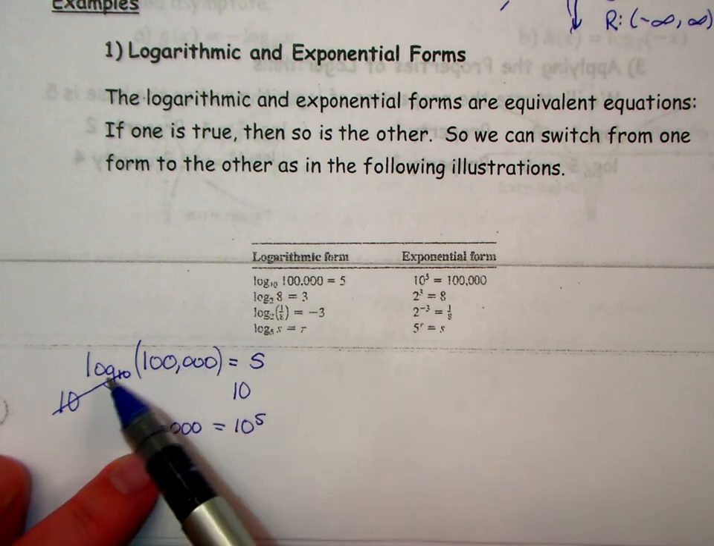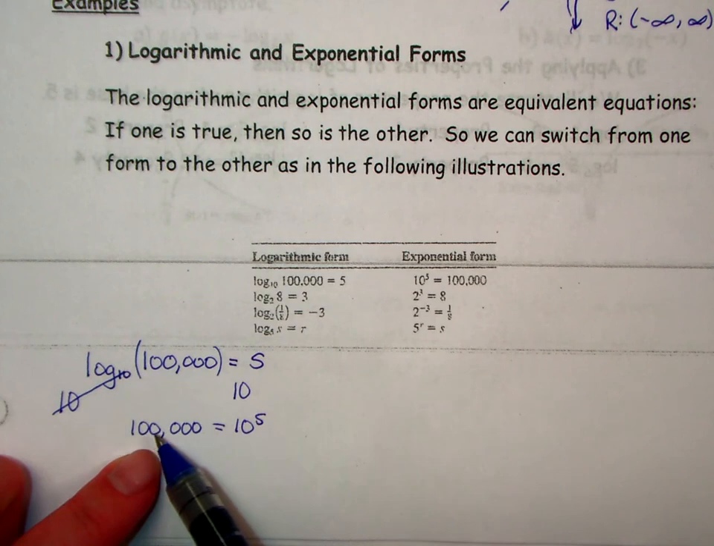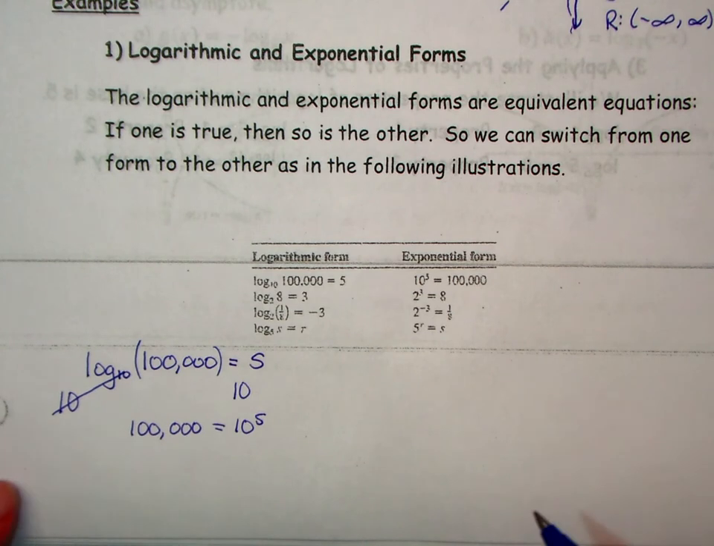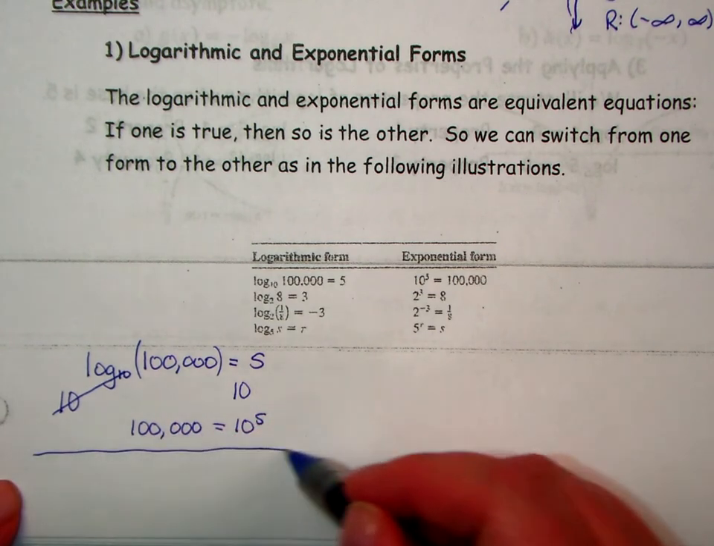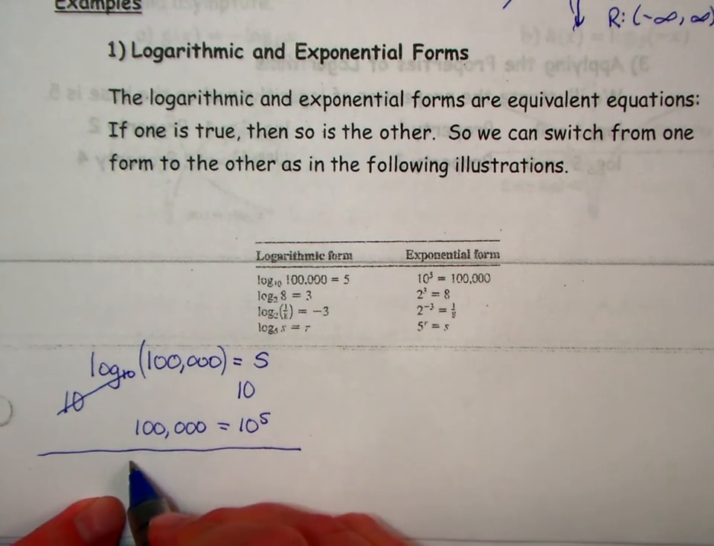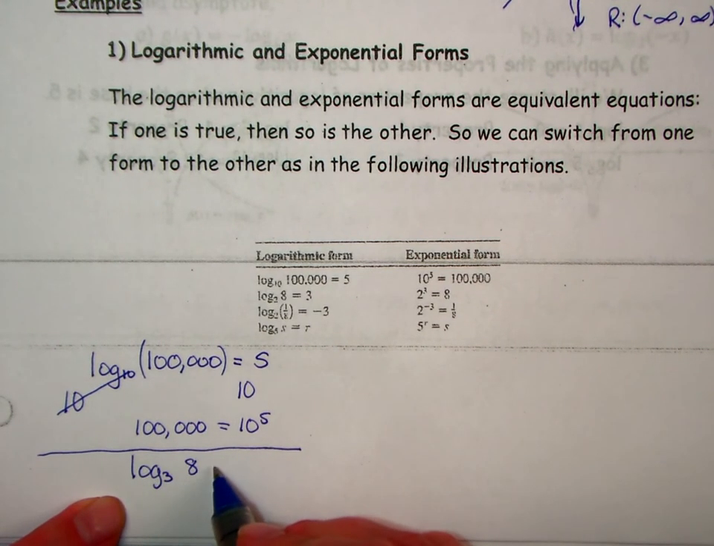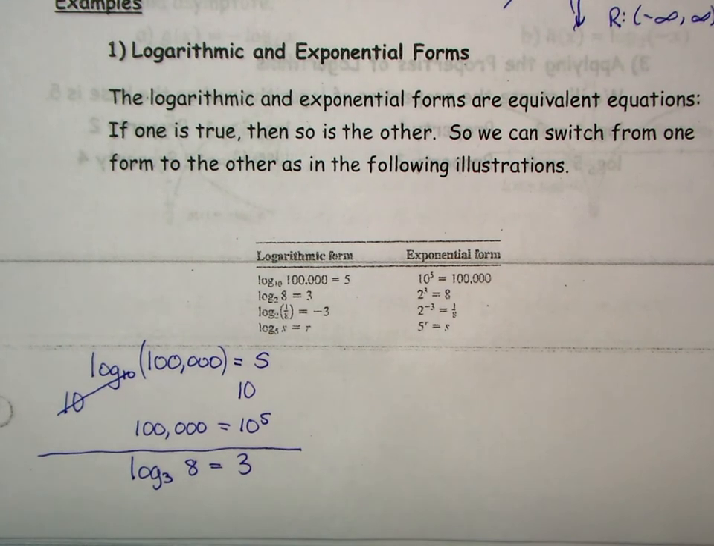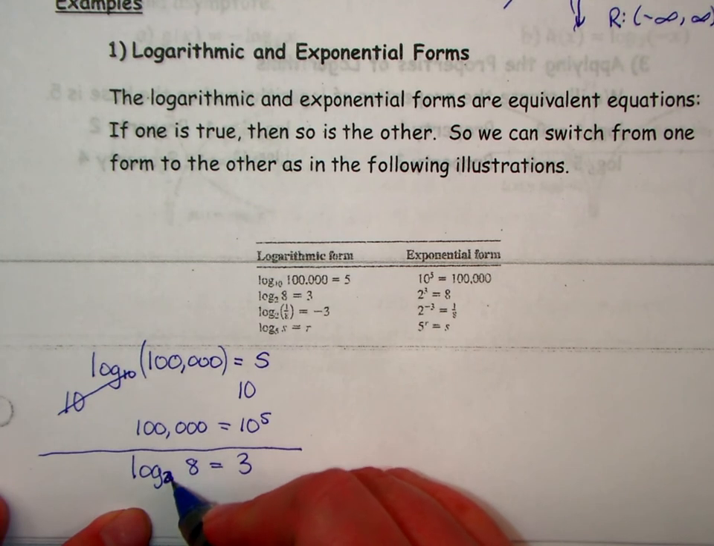So we have a logarithmic equation, and then we have the exponential equation. And we're just getting that by doing the inverse property there. So let me go ahead and do these other ones here. The next logarithm says log base 3 of 8 equals 3. Right? So it might, oops, it doesn't say log base 3, it says log base 2.